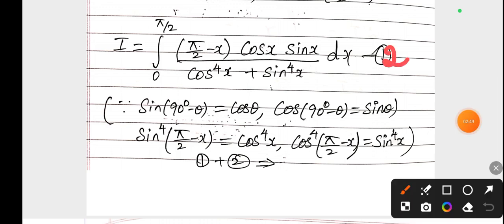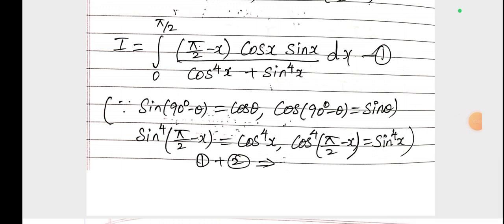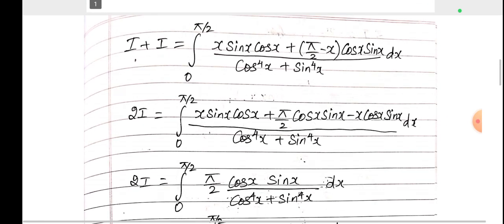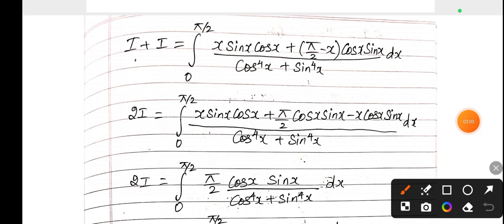Already the question we have considered as the first equation. Now we want to consider this as the second equation. Can you add both? If we are adding both, we will get I plus I equals integral 0 to pi by 2 of x sin x cos x plus pi by 2 minus x cos x sin x dx.